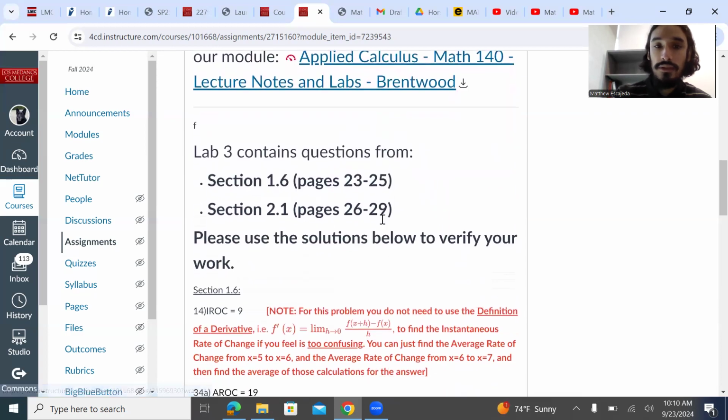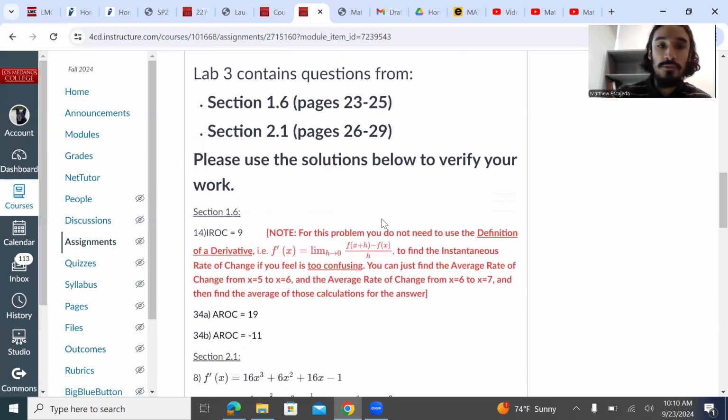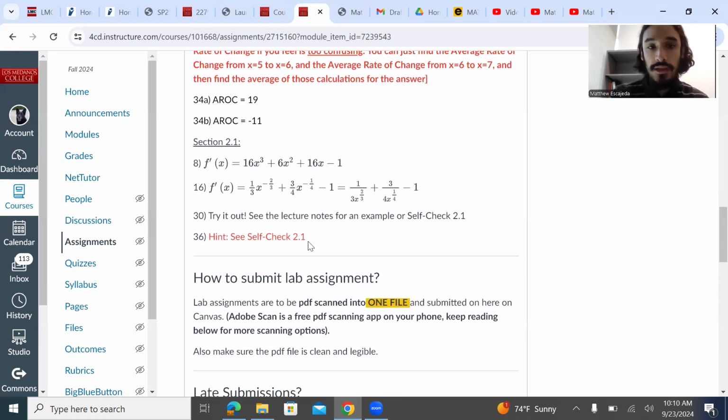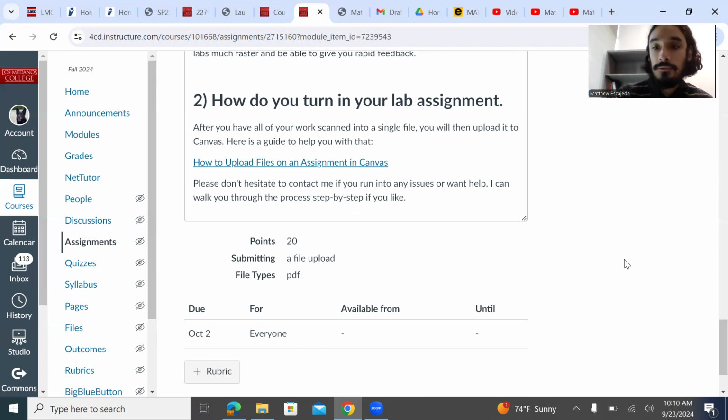Here are lab 3's problems from 1.6 to 2.1. I have another hint here and just the solutions here, like 9, 19, 8, or 9, or negative 11, and so on. For number 36, I have the same problem on the self-check, so you can use that solution and try to understand what's going on. It's an interpretation problem, and use it to help out with number 30. Okay, so that's lab 3.